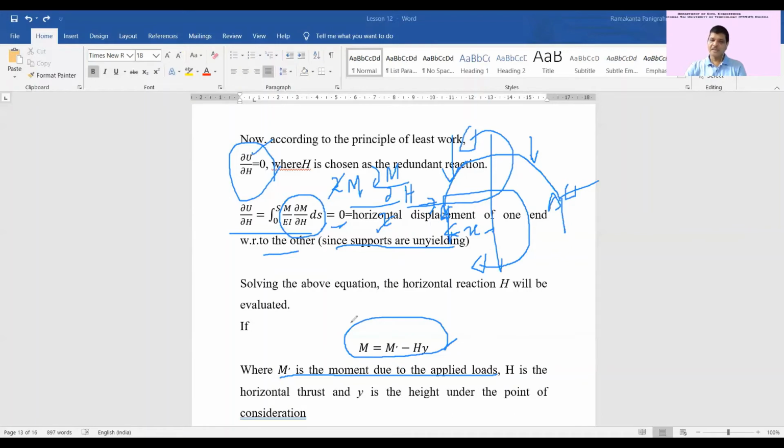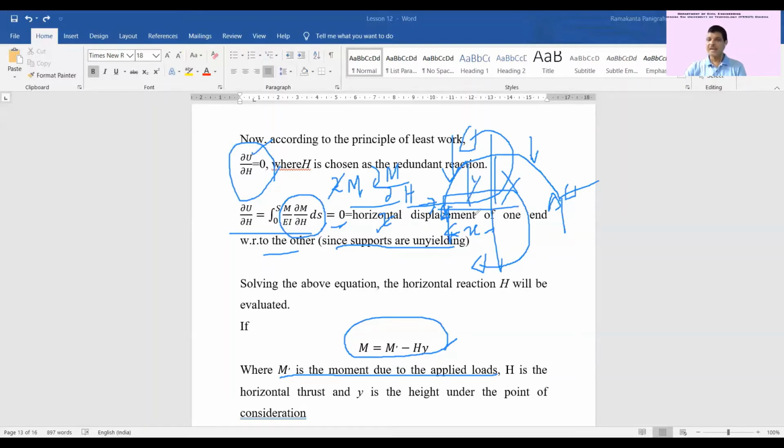So your M, the bending moment at any section, is equal to M dash, that is the bending moment due to vertical loads, or as in a simply supported beam, minus the horizontal thrust times the Y. What is Y? Y is the ordinate of the arch at any section, because the maximum value is at the rise, that is equal to h or whatever value. But at any other point, these values are Y values. So you can find the value of Y.